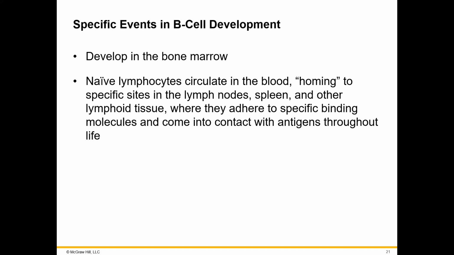Now, under the development of lymphocyte diversity, the next thing we're looking at is the specific events in B cell development. Now, B cells develop in the bone marrow. Just like with T cells, hundreds of millions of distinct B cells develop. These naive lymphocytes circulate through the blood. They are homing to specific sites in the lymph nodes, spleen, and other lymphoid tissue, where they adhere to specific binding molecules. This is where they will come into contact with antigens throughout life.